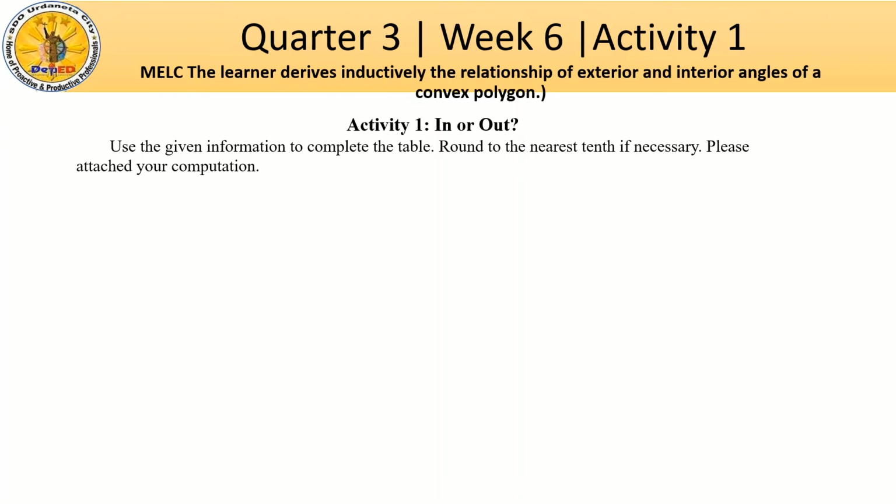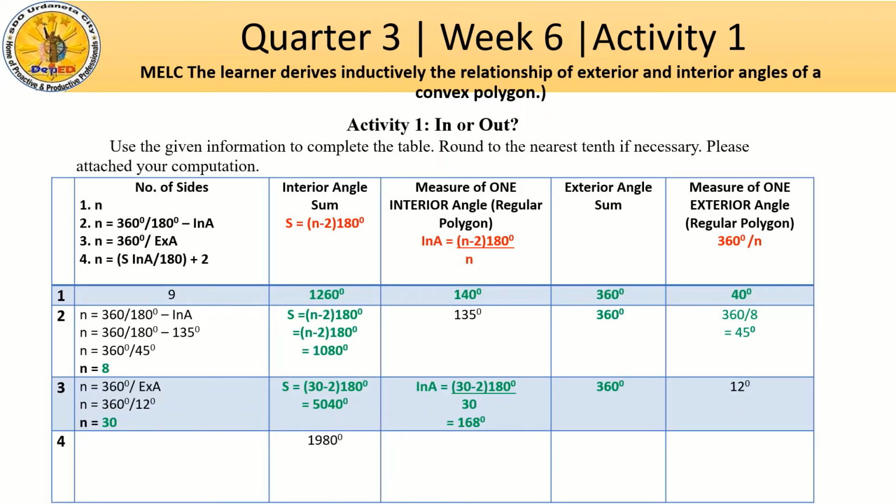Okay, let's move on to number 3. The given is 12, the measure of one exterior angle of the regular polygon. First, again, we're going to look for the number of sides. So n is equal to 360 divided by the measure of one exterior angle. So we have 360 divided by 12 degrees. The number of sides is equal to 30.